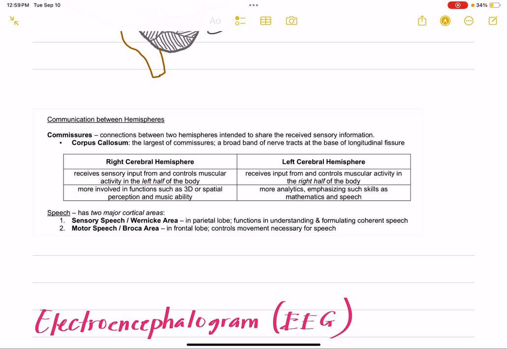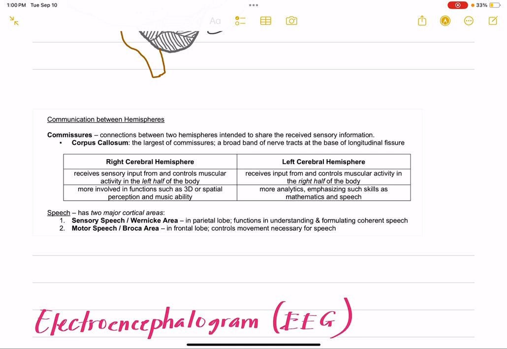So, we have the right cerebral hemisphere and left cerebral hemisphere. The right side receives sensory input from and controls muscular activity in the left half of the body. It is more involved in functions such as 3D or spatial perception and music ability. The left cerebral hemisphere receives input from and controls muscular activity in the right half of the body, and is more analytical, emphasizing such skills as mathematics and speech.